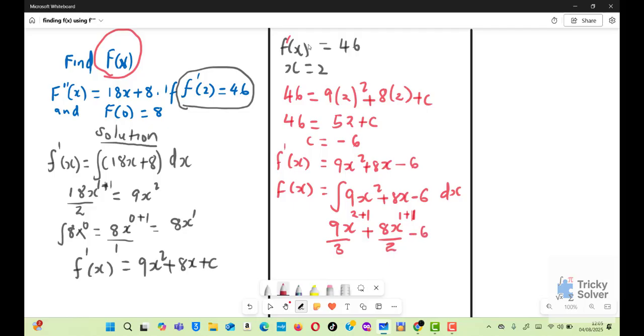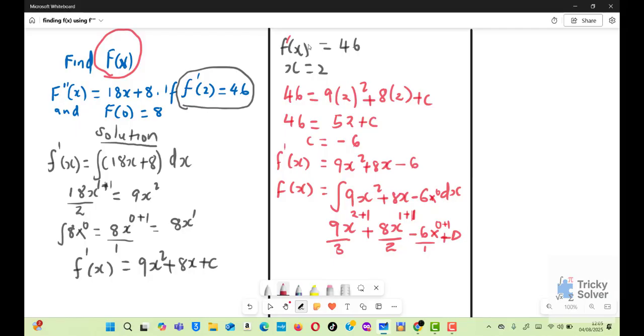Then minus 6. In this case, 6 normally has x, but the power of this x is 0. And like I explained before, any number raised to the power of 0 is 1, and 1 times 6 is still 6. So we add 0 to 1, the new power will be 1, then divide by that 1. Then add the constant of integration.